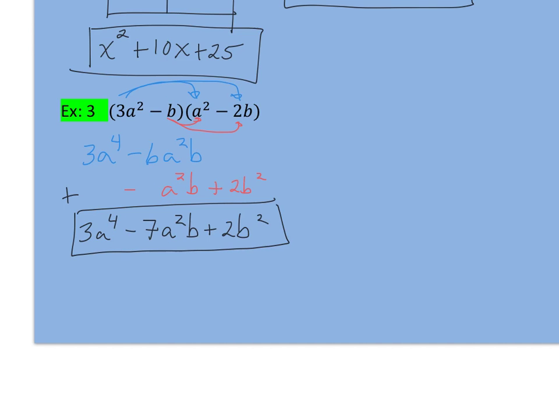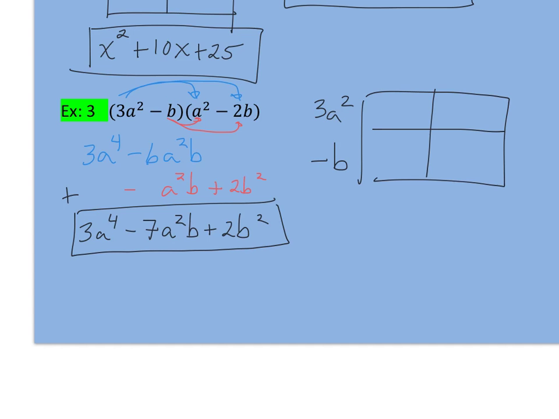Again, you could have used that Punnett square. I'm not going to go through the whole thing. I'm just going to get it prepared for you. But you could have put the 3a squared and the minus b here, and then the a squared and the minus 2b here, and then just multiplied their amounts, and you would have gotten these 4 terms here in these 4 boxes. So you should get the same answer.